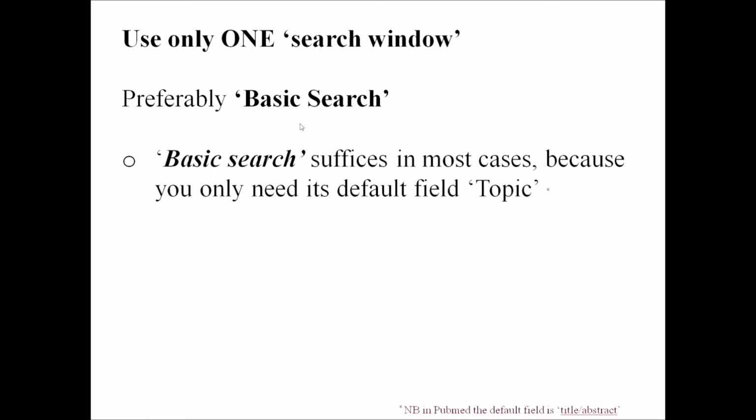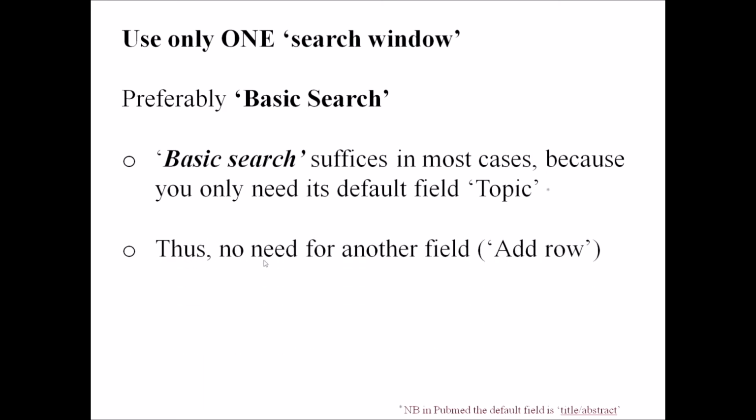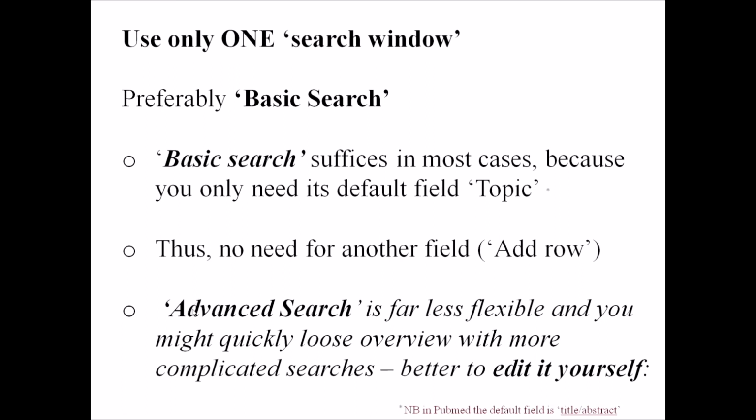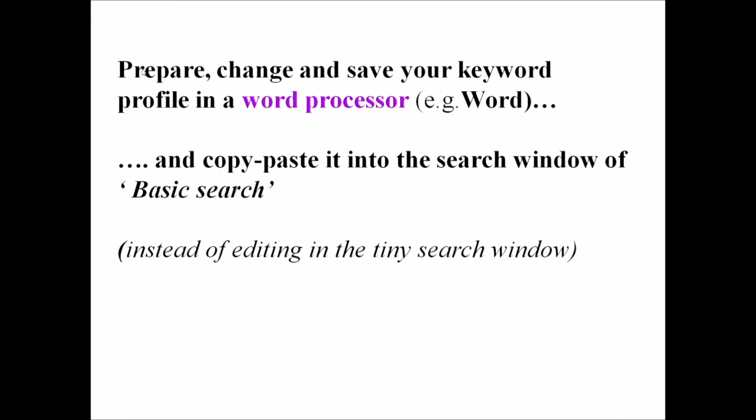Finally, use only one search window, preferably the search window of basic search. Basic search suffices in most cases because you only need its default field topic. Thus, there is no need for another field. Advanced search is far less flexible and you might quickly lose overview with more complicated searches. It's better to edit it yourself. And do this preparing, changing and saving your keyword profile in a word processor like Microsoft Word, and copy paste it simply into the search window of basic search.